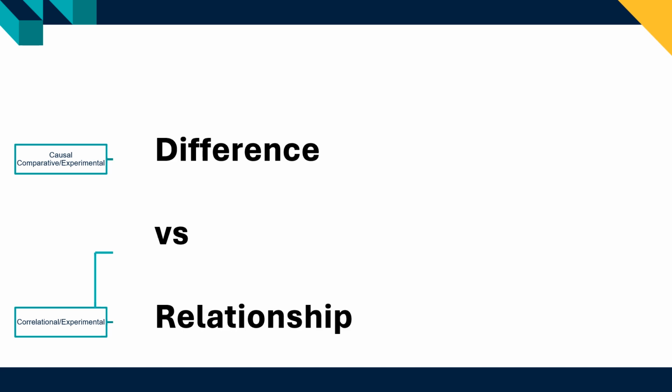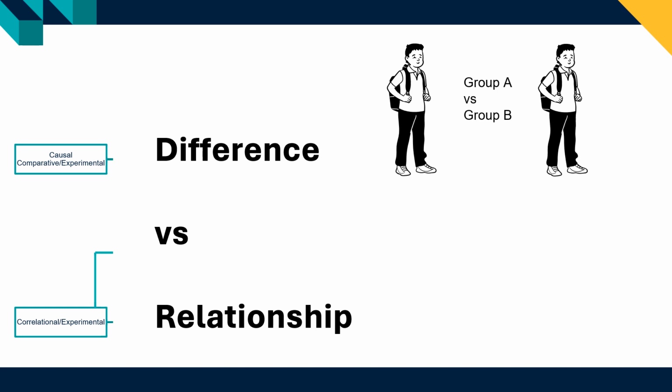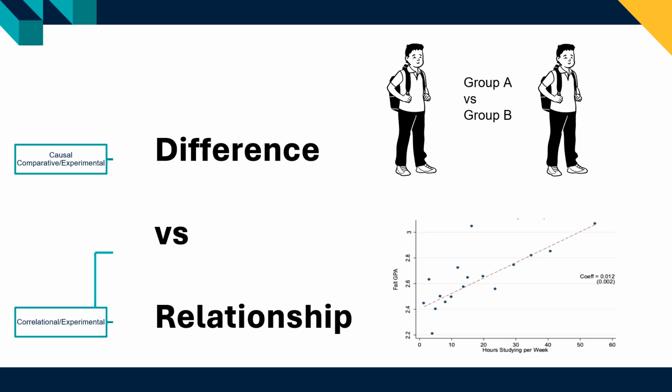The first step is to identify your research design. We have causal comparative and experimental. Then below that, you'll see we have correlational and experimental. The difference between these two is that causal comparative and experimental are looking at a difference between your groups, whereas correlational and sometimes experimental are really looking at the relationship between the groups. So for differences, I'm looking at group A students versus group B students, whereas with the relationship, I'm looking at something like how your fall GPA and the number of hours you spend studying per week are related.